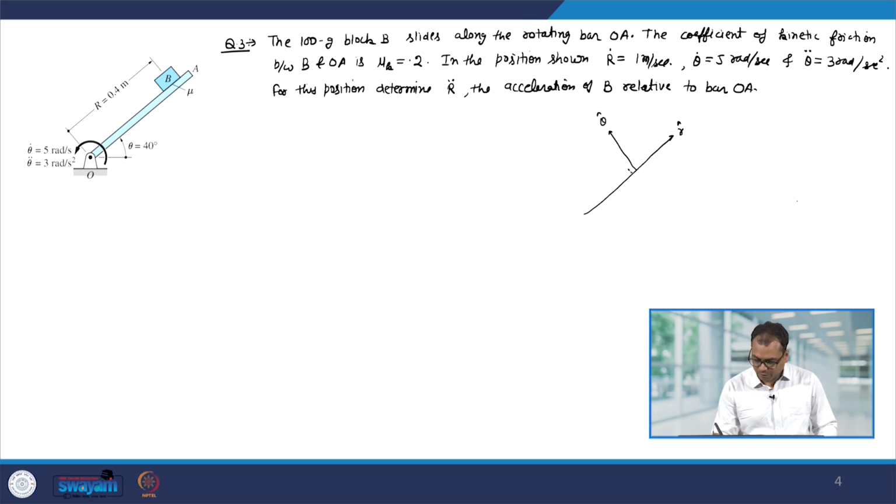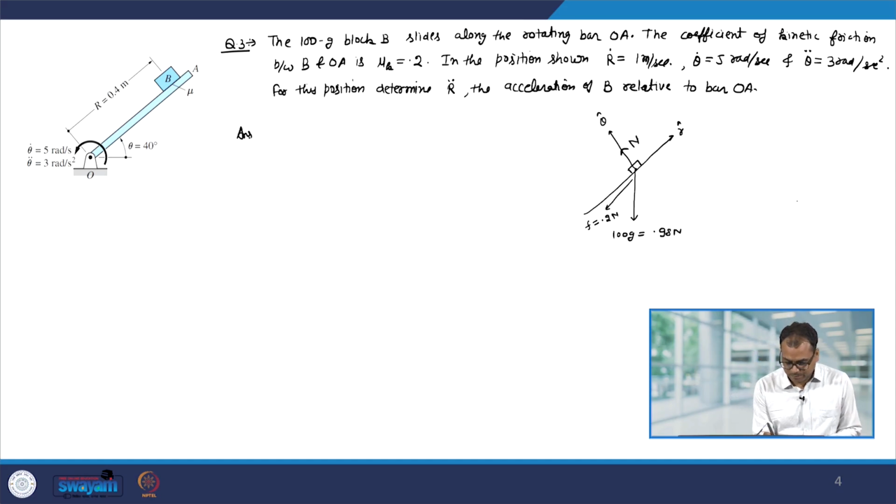The weight of the block, which is 100 gram, which is equal to 0.98 Newton, is going to act downward, and the direction of the friction will be opposite to the motion. So, let us take it in this direction, and it will be mu times n. Mu is given and n is the normal reaction, which will of course act along the theta cap direction. So, let us write down the equation of motion along the r cap direction and theta cap direction.